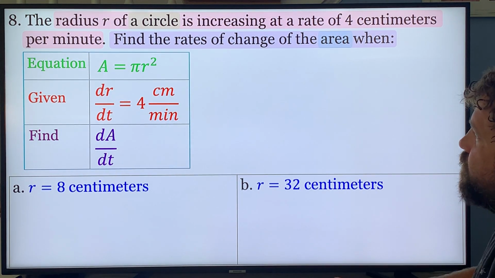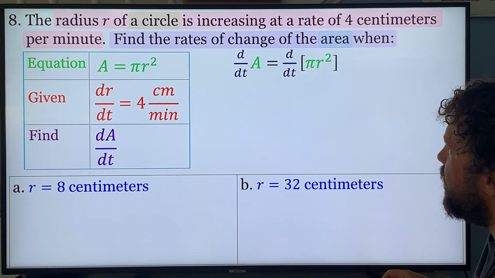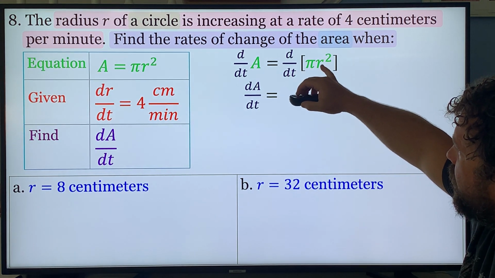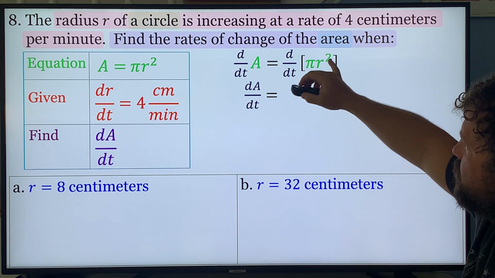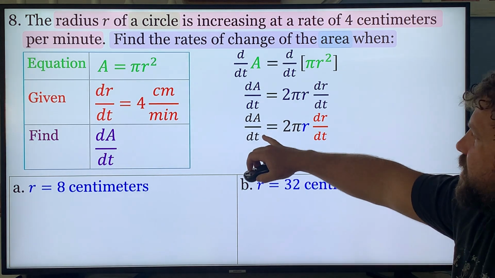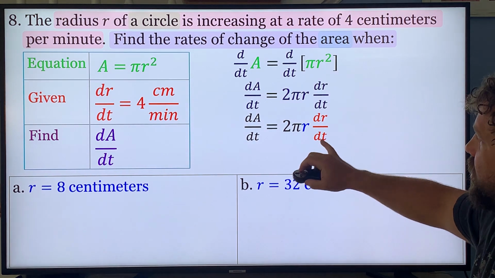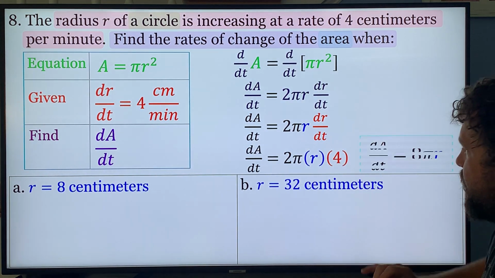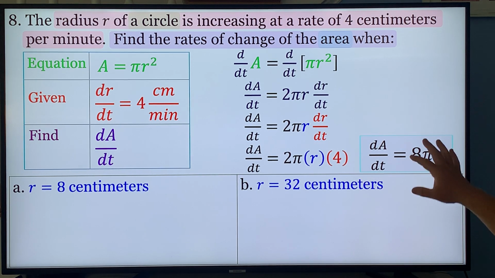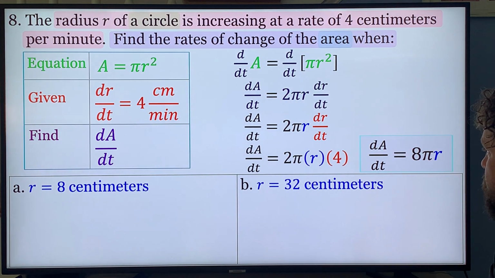All right, so what do we do with the equation? Derive it. d/dt of A is dA/dt. Pi 2r is 2 pi r dr/dt. Now we're going to plug some stuff in. We don't know what dA/dt is. We don't know what r is, dr/dt is 4. dA/dt equals 8 pi r. Now, whatever the radius is, you multiply it by 8 pi, and that tells you how fast the area is changing. All right?